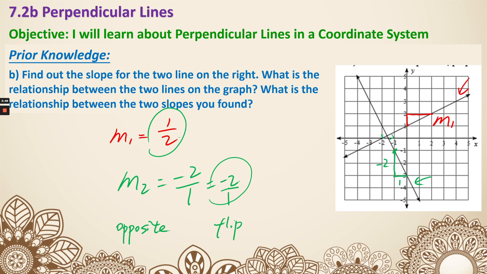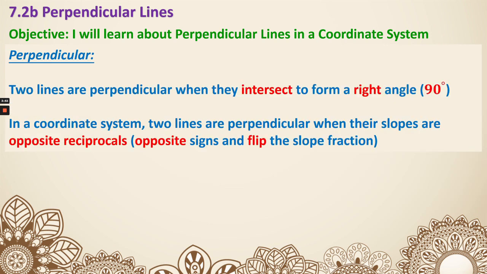Now let's use these two and get into the definition for today's lesson. Perpendicular. Two lines are perpendicular when they intersect to form a 90-degree angle, which is a right angle. That's exactly what happened in the prior knowledge questions. In a coordinate system, two lines are perpendicular when their slopes are opposite reciprocals, which means they have opposite sign and the fraction is flipped.